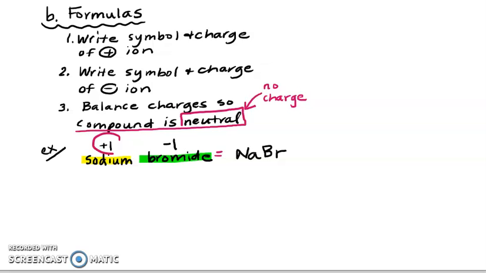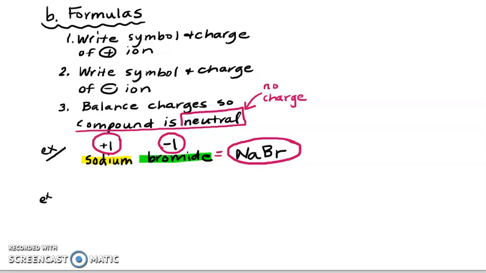I have a +1 and a -1. So, do those cancel each other out? They do. Another way to think of it is if I add those together, do I get 0? Or do I have the same number of positive charges as negative? Yes, I do. If that's the case, this is already neutral and my compound is good the way it is. I just need one of each of those. So NaBr is the formula for that compound.